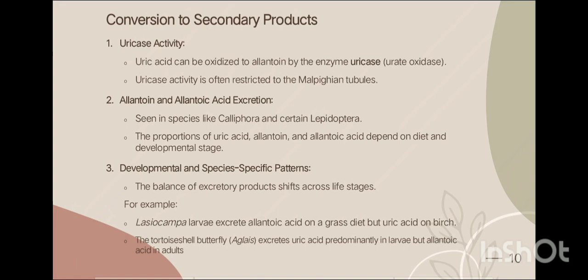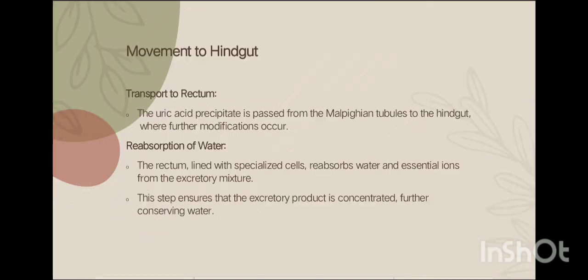That also we already discussed, but if we are writing an answer, we need to write all these things. And developmental and species-specific pattern: the balance of the excretory product shifts across the life stages. That is Lasiocampa larvae, which excrete allantoic acid on a grass diet but uric acid on birch. So these are the developmental and species-specific patterns which we see in the life stages of different insects.